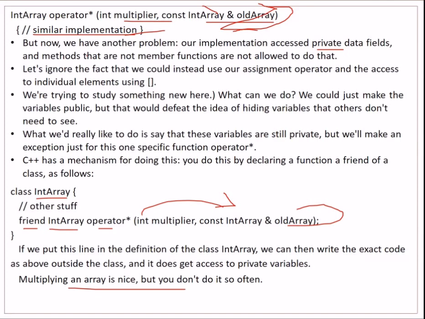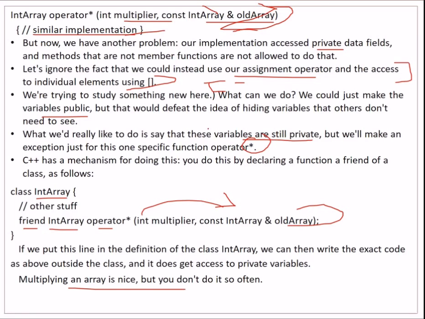Only methods inside a class can do that. Just ignore the fact that we would instead use our assignment operator and access to individual elements using the square bracket. We will not be talking about that. We could just make all the variables public, but that is going to defeat the idea. So we would really like to keep our variables private, but make an exception just for this one specific function, operator star.